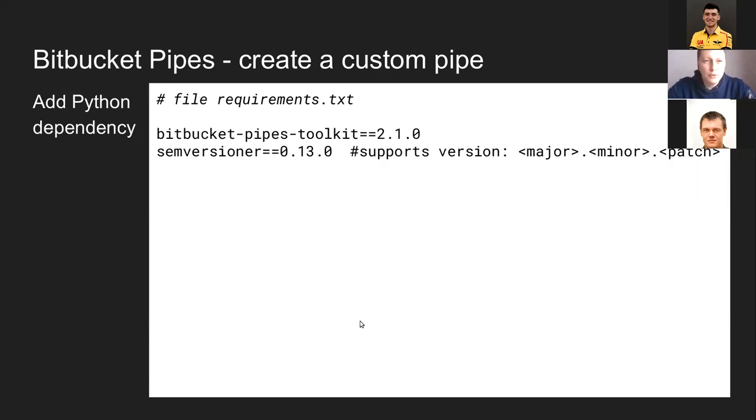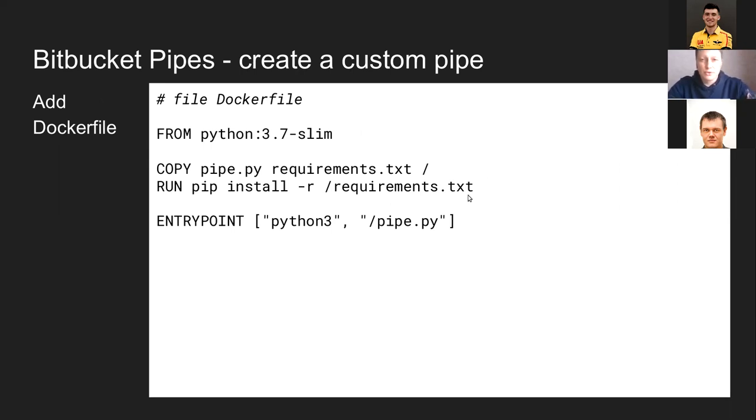For requirements.txt, in this implementation, you should provide the Bitbucket Pipes toolkit dependency. It's also open sourced, and some versioner. It's a package used for versioning. It provides major, minor, patch versions, so you could easily add semantic versioning to your pipe.